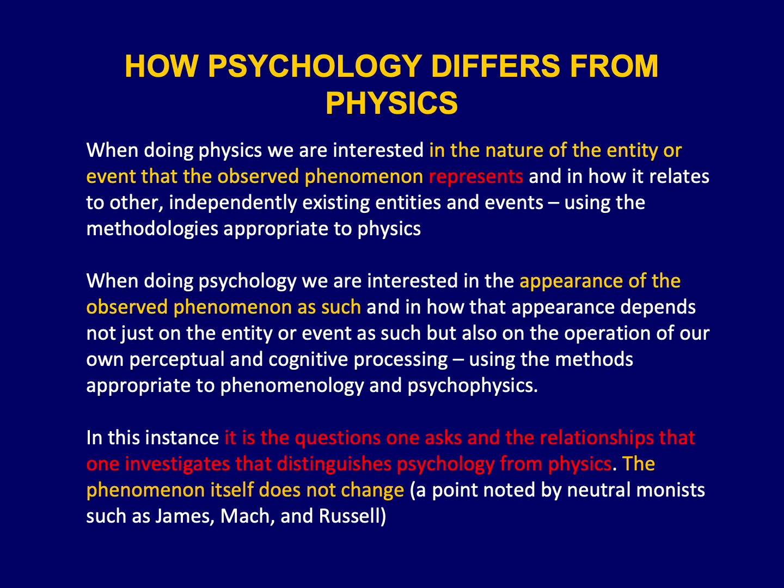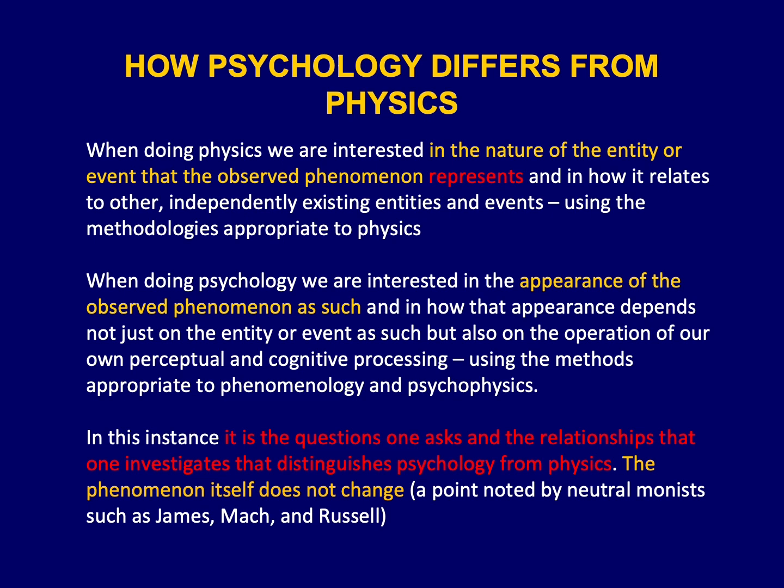Well, when doing physics, we're interested in the nature of the entity or event that the observed phenomena represents, and in how it relates to other independently existing entities and events, using the methodologies appropriate to physics. But when we're doing psychology, we're interested in the appearance of the observed phenomena as such, and in how the appearance depends not just on the entity or event as such, but also on the operation of our own perceptual and cognitive processing, in this case using the methods appropriate to phenomenology, for example, or psychophysics. In these instances, it is the questions one asks and the relationships that one investigates that distinguishes psychology from physics.